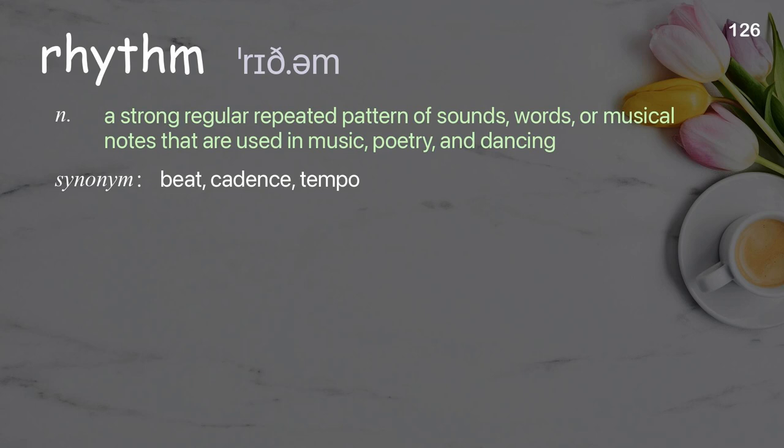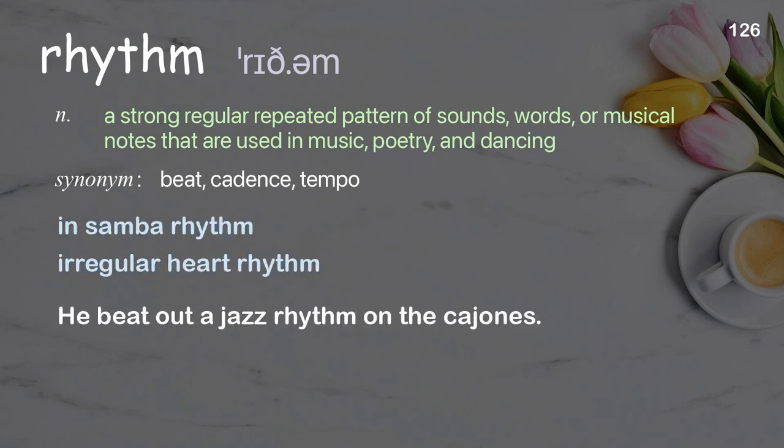Rhythm. A strong, regular, repeated pattern of sounds, words, or musical notes that are used in music, poetry, and dancing. Examples. In samba rhythm. Irregular heart rhythm. He beat out a jazz rhythm on the cajones.